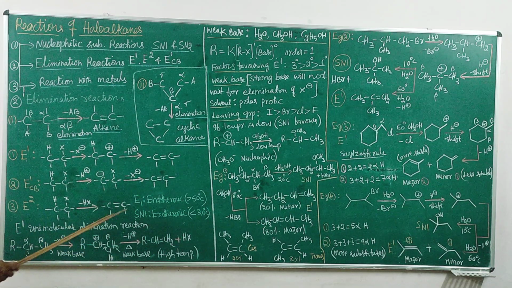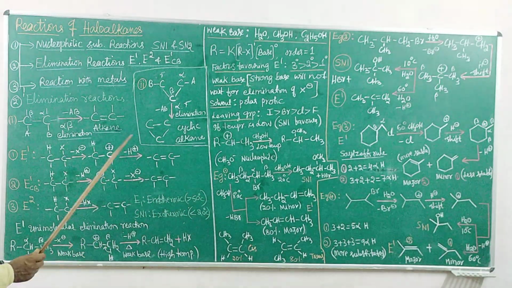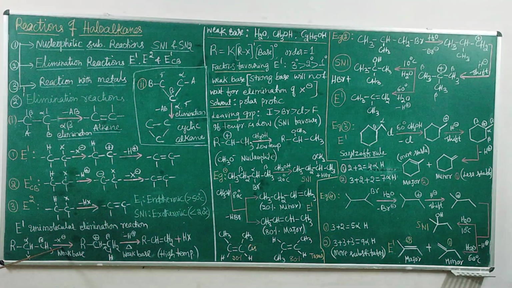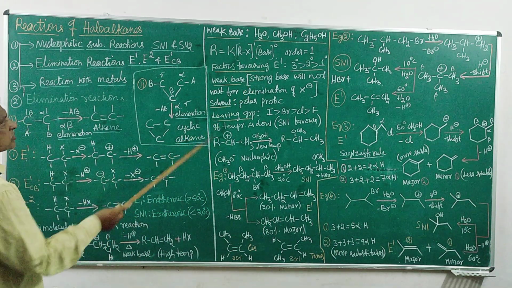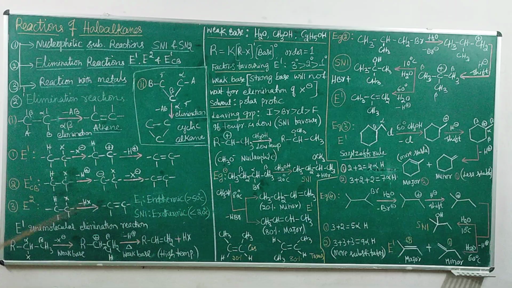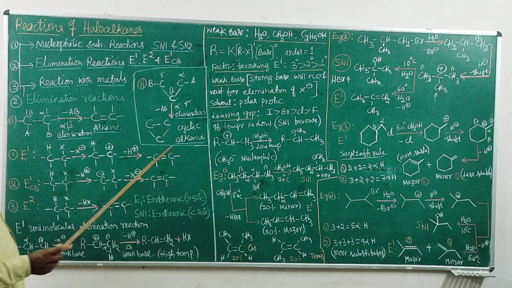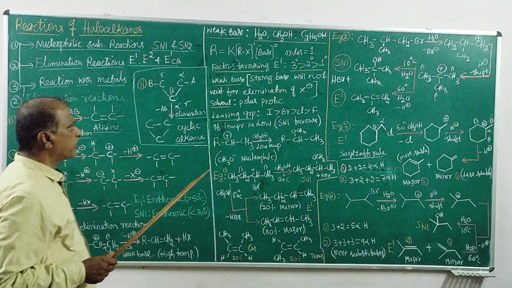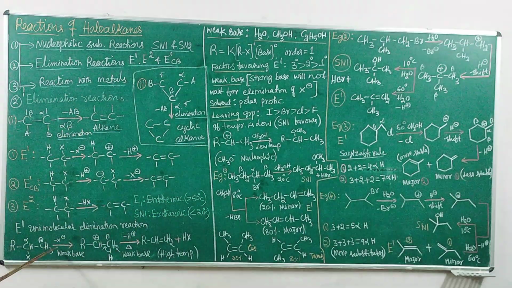So what does the E1 mechanism mean? Similar to this, the rate of reaction is a slow step. X is slowly removed. It is because of the weak base. If a strong base is there, that strong base will not wait for the elimination of X minus. It will attack immediately. It will not wait for X minus to leave to become a carbocation. That is why a weak base is a must. A strong base will not do that. That is favoring this, and this is a slow step.